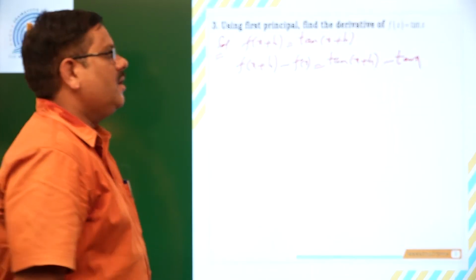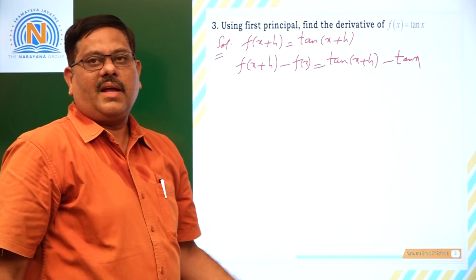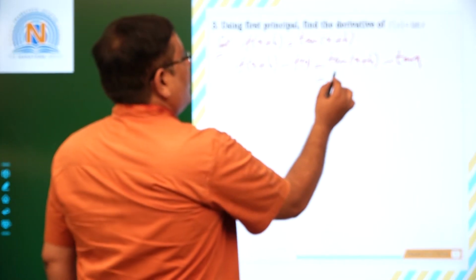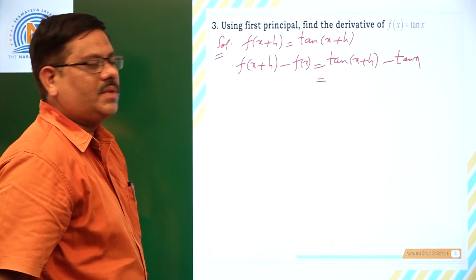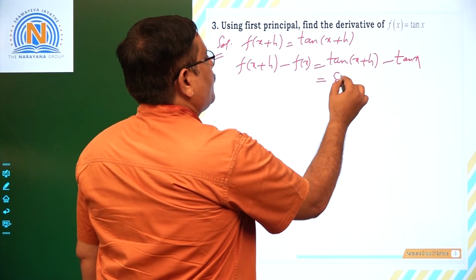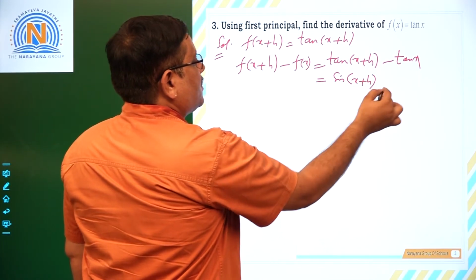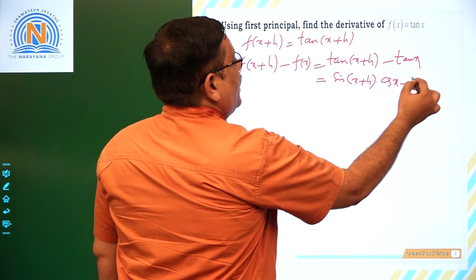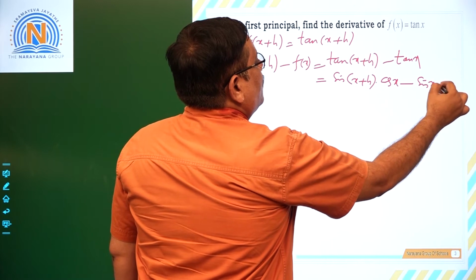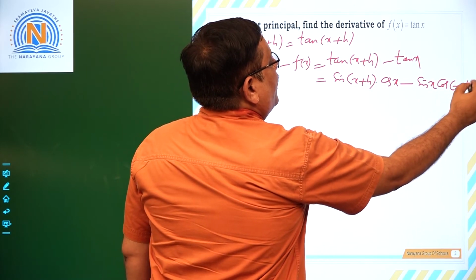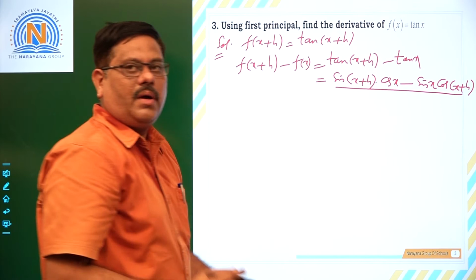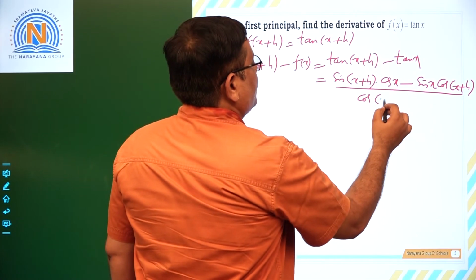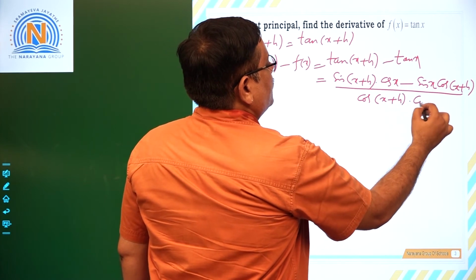How to simplify that? We don't have any transformation directly for tan C minus tan D. No way, we don't have. So what to do? Let us convert it into sine and cos. So we can write it as sin(x+h) by cos(x+h) minus sin x by cos x. I am writing them in sine by cos form, and at the same time finding their LCM also. So we have cos(x+h) into cos x in the denominator, and the numerator is sin(x+h) cos x minus sin x cos(x+h).